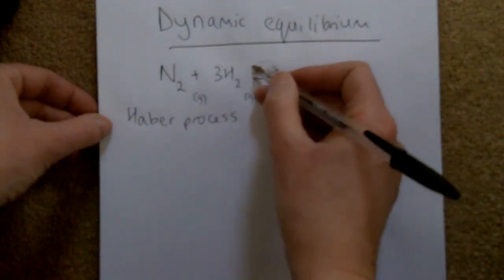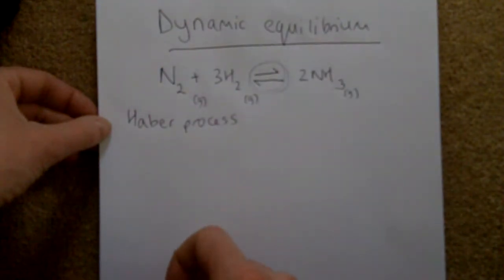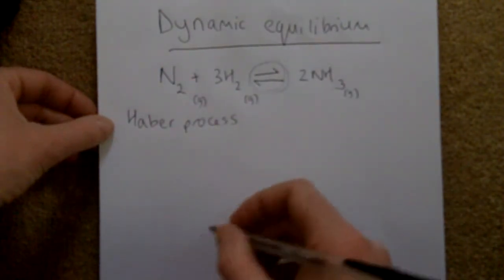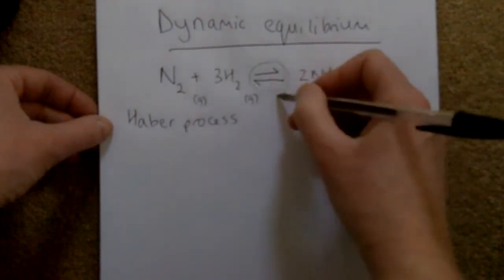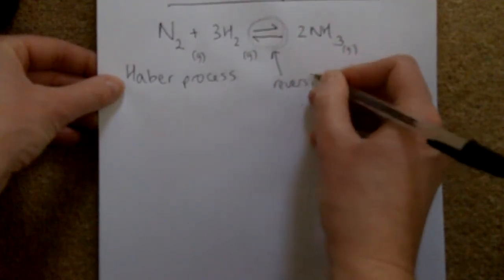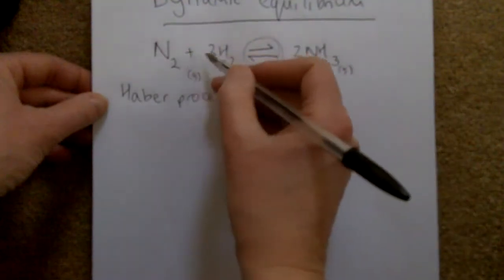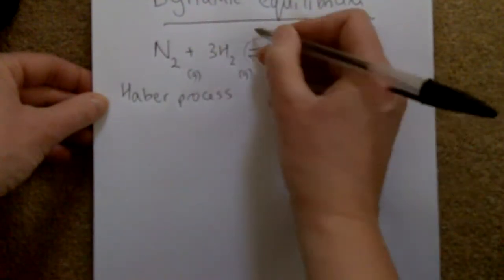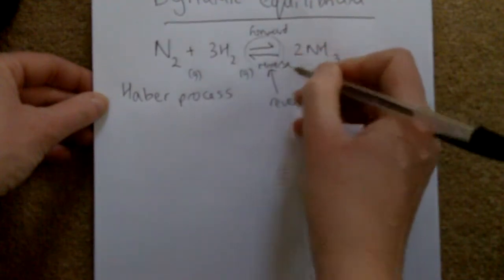Now, when you see an arrow like this, what does that actually mean? It does not mean that the reaction is in equilibrium. That arrow just means that the reaction is reversible. That's all that it means, that the reaction is reversible. So it can go in the forward direction, we call that the forward direction, and the reverse direction.